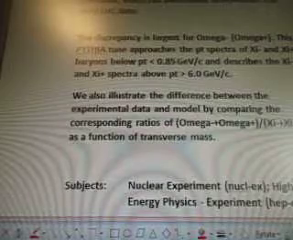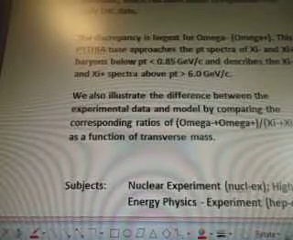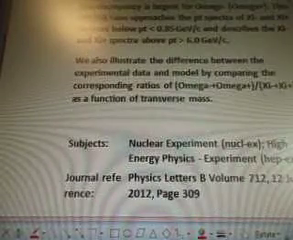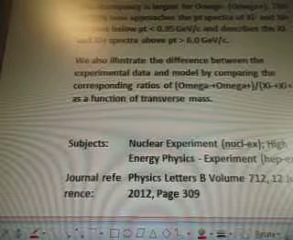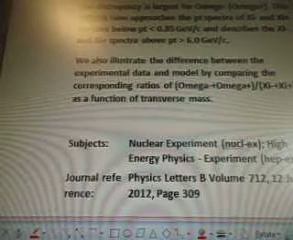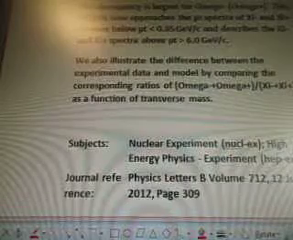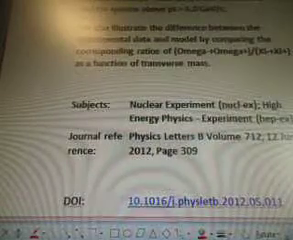We also illustrate the difference between the experimental data and model by comparing the corresponding ratios of omega minus plus omega plus, xi minus plus xi plus, as a function of transverse mass.